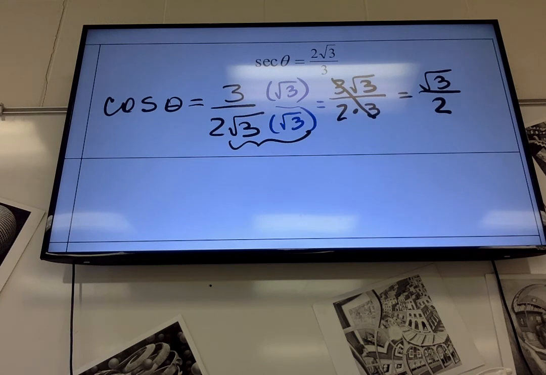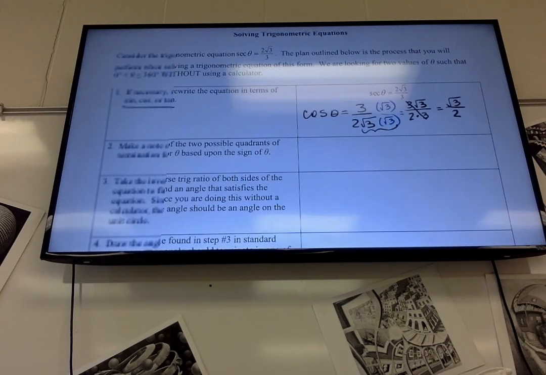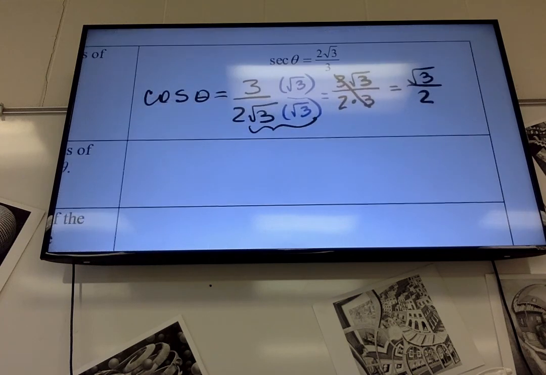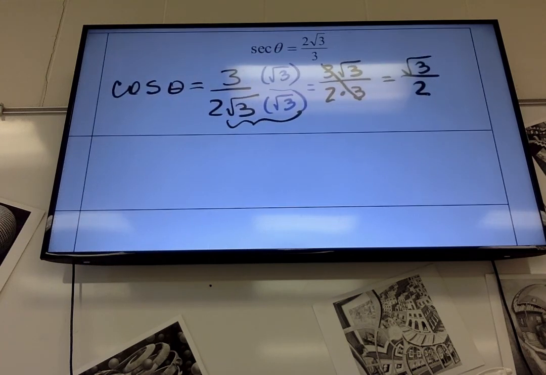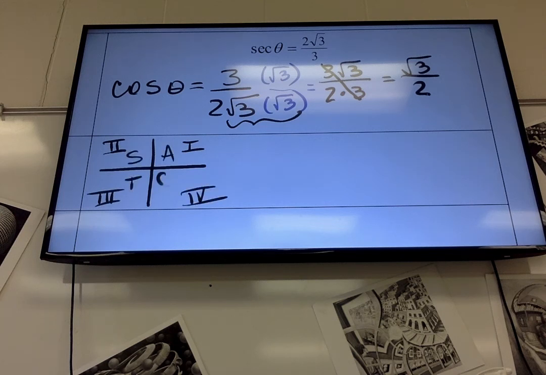So the second box says make a note of the 2 possible quadrants. Remember, day before yesterday, we talked about the quadrants going this way. And we said all students take calculus, right?